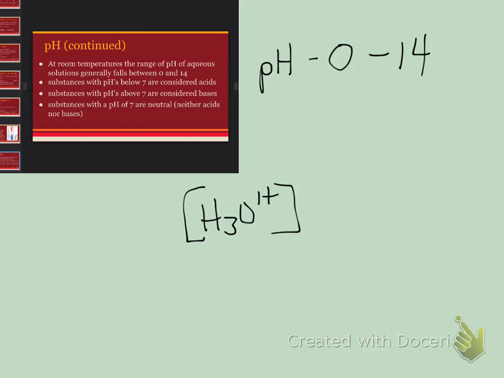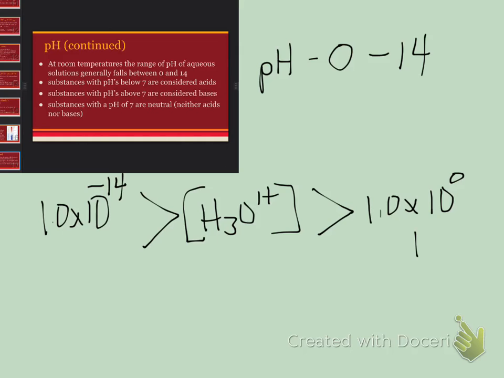to be greater than 1.0 times 10 to the negative 14, and it's going to be less than 1.0 times 10 to the 0, or 1. Did I reverse that? Yeah, I did. There we go. That's better. We'll fix that. So there's going to be more hydronium than 1.0 times 10 to the negative 14th, and less than a concentration of 1 mole of hydronium ions per liter.